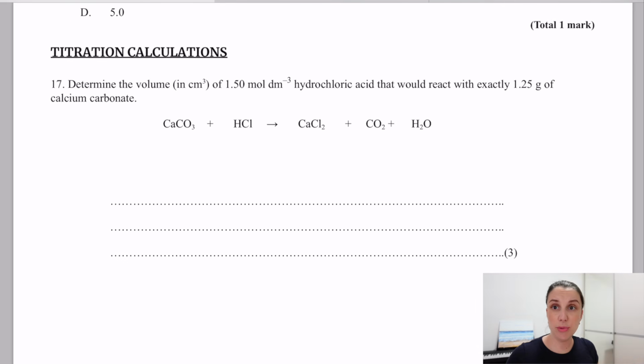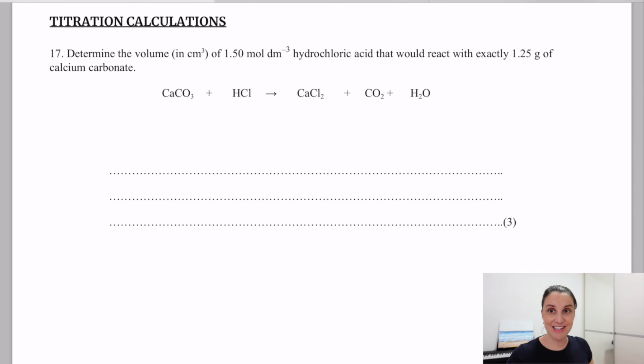Okay, so let's move on to titration calculations. This is the last section of this video. It's all about moles and concentrations in solutions. So the equation we're going to be using for this section is moles equals concentration times volume. And that will help us out throughout.